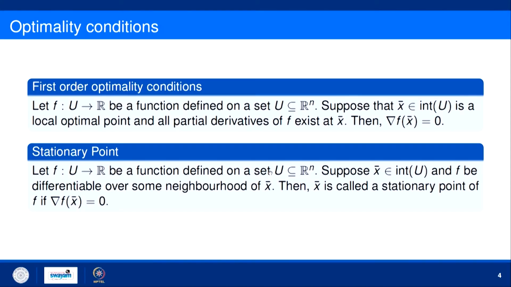Hence we can say that if x bar is a local minimum or local maximum point of f and the function is once differentiable, then the gradient of f at x bar is equal to 0. But this condition is not sufficient. For example, suppose you have a function from R to R given as x cube.